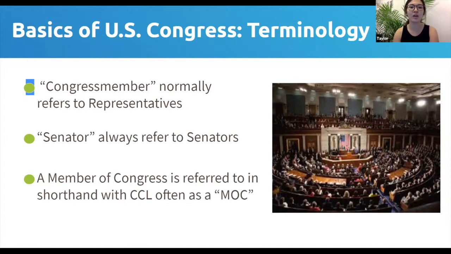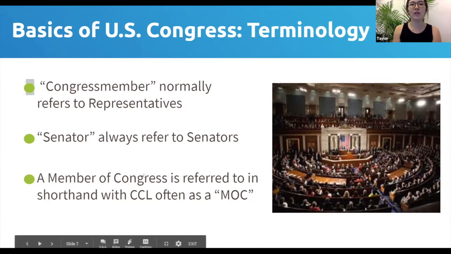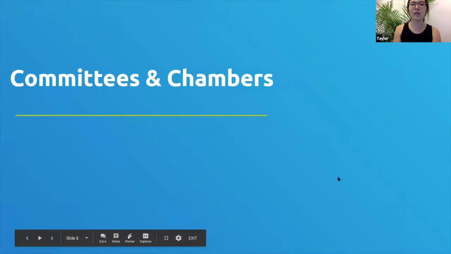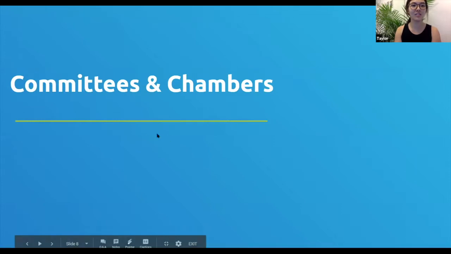Each chamber of Congress has an elected leader. In the House chamber, this person is known as the Speaker of the House, which right now, you've probably heard the name, is Nancy Pelosi. The Senate Majority Leader is Mitch McConnell right now, and the Majority Leader customarily serves as the Chief Representative of their party in the Senate. So now let's move on to where these MOCs work, which is in their committees and chambers.